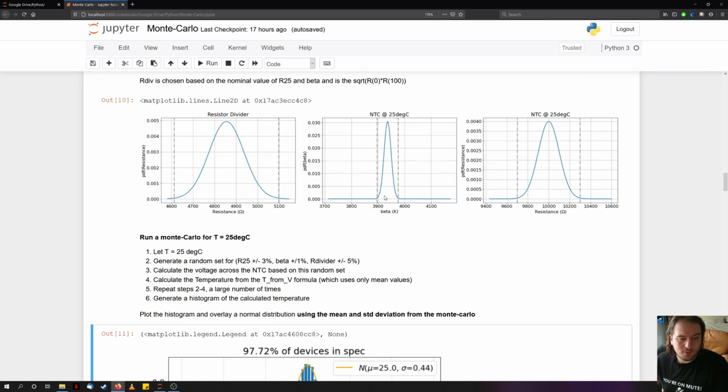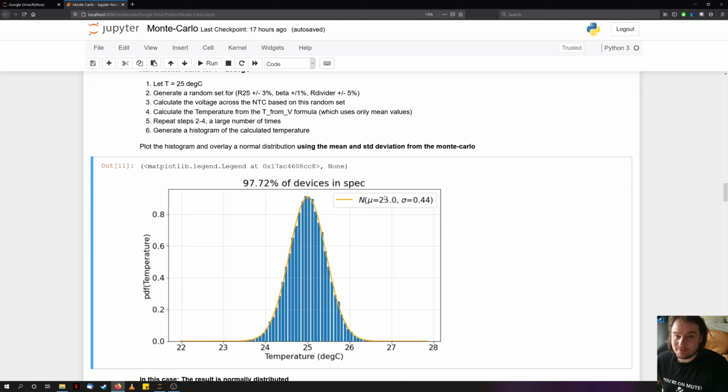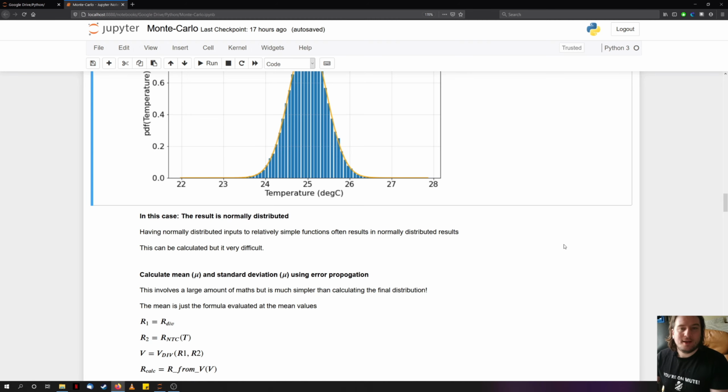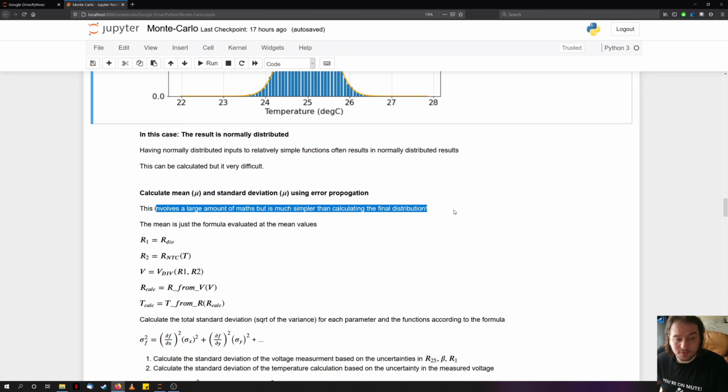So it's a ratio of normal distributions, which isn't a very nice calculation to do. A common thing to do in error analysis is to calculate the mean and standard deviation using error propagation. So rather than do a Monte Carlo simulation, we can use error propagation instead. We can use maths instead of random numbers. It does involve a large amount of maths, but is much simpler than calculating the final distribution.